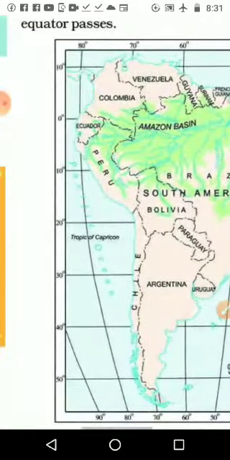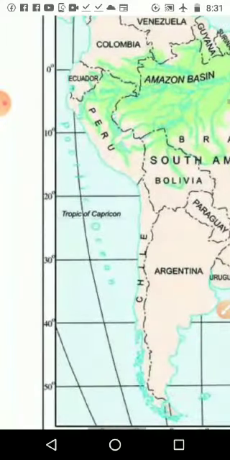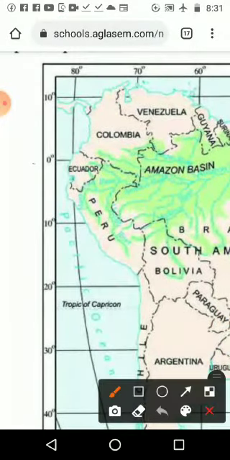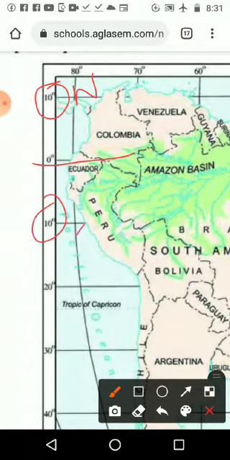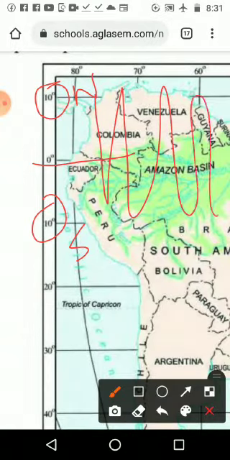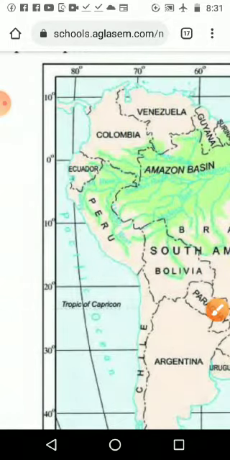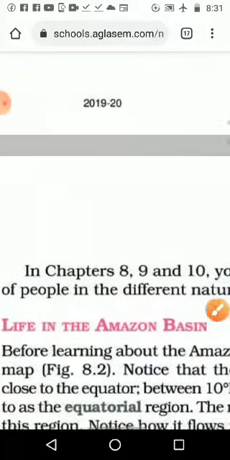Okay, let us make it a little bit bigger, then you can understand very easily. This is the equator line, with 0 degrees, and the tropical region comes from 10 degrees north. This is the north side, 10 degrees north to 10 degrees south. The in-between area is known as the tropical region. And where the Amazon basin is, it is near the equator, in between 10 degrees north to 10 degrees south.